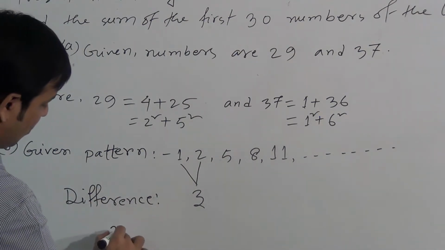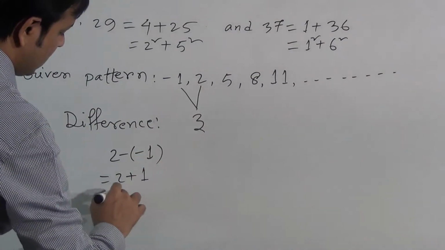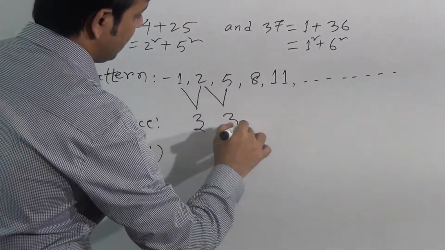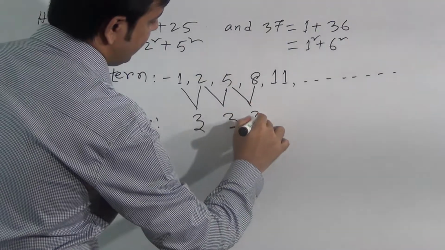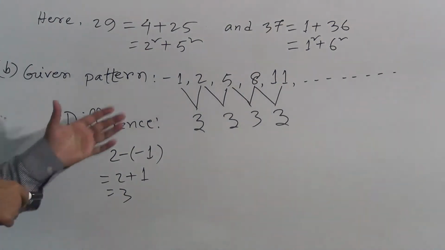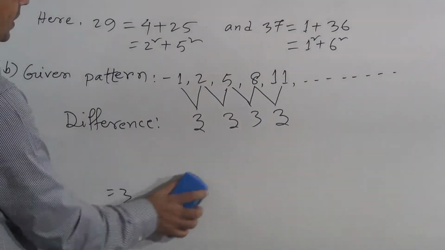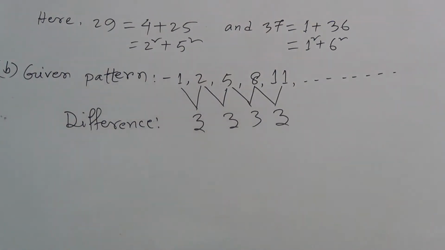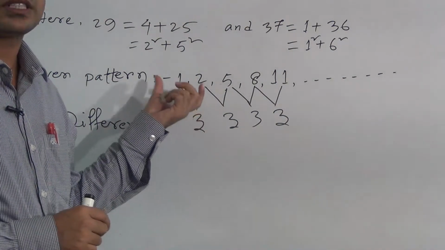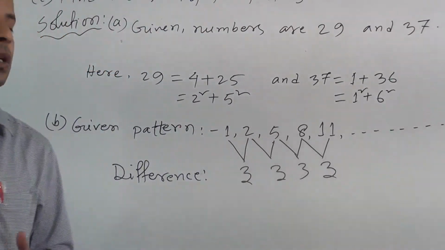So we can write 2 minus -1. This will be 2 minus and -1 will be plus, that is 3. Now see here, these two, difference is 3. Now see these two, difference is 3. See these two, difference is 3. It means that in every case the difference of two consecutive numbers in the pattern is 3. Students, remember, when the difference of two consecutive numbers or terms in the pattern is the same, then you can use a technique to determine the term.